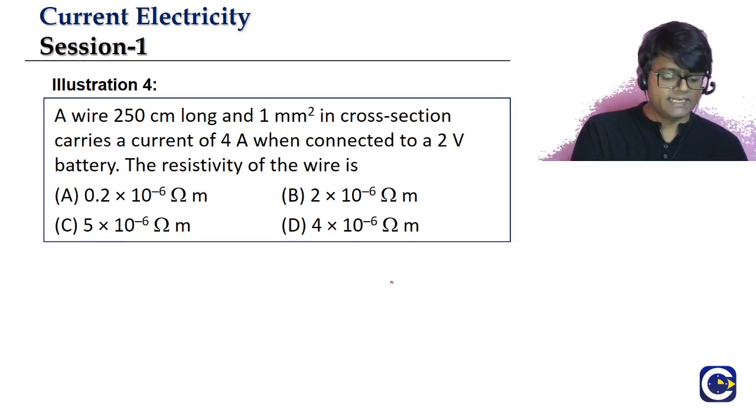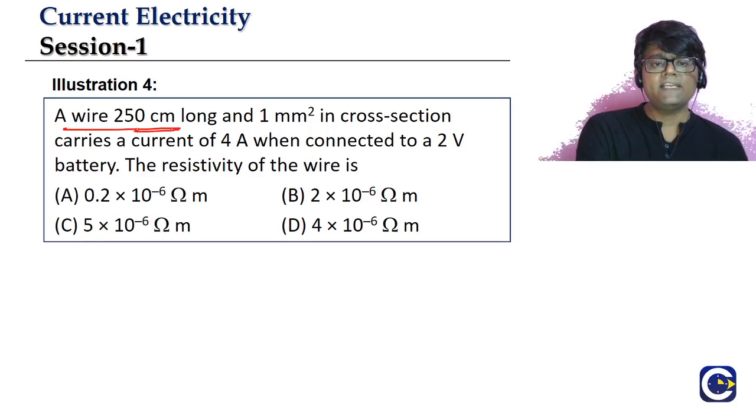Let's look at this question, guys. Again, I'll read the question, and I'll wait for some time. If you are able to get the answer, you can type it over here in the chat box. Okay, I'll be able to check the answers. Look at this question, guys. A wire of 250 centimeter length. What is the length of the wire, guys? 250 centimeters. And 1 millimeter square cross section area. So they are giving the length of the wire and the cross section area. Length is 250 centimeter. Area is 1 millimeter square.